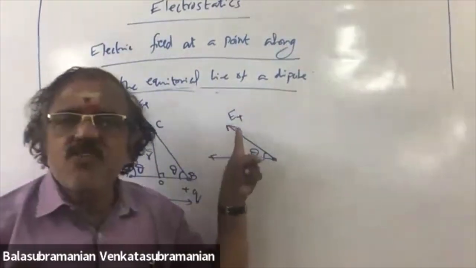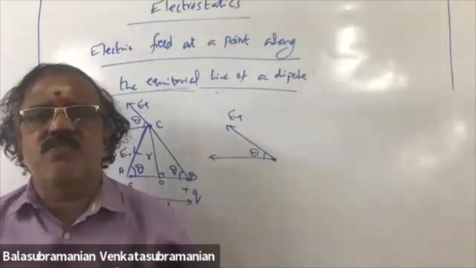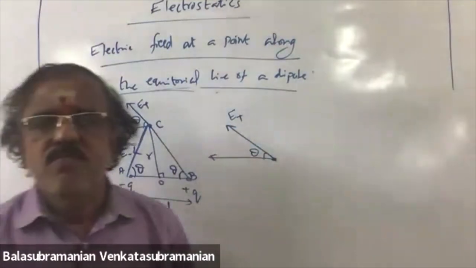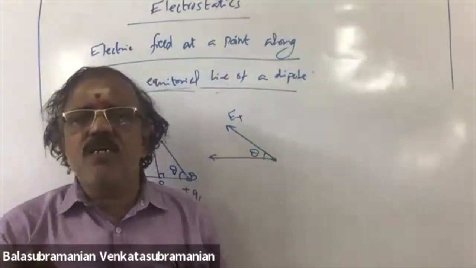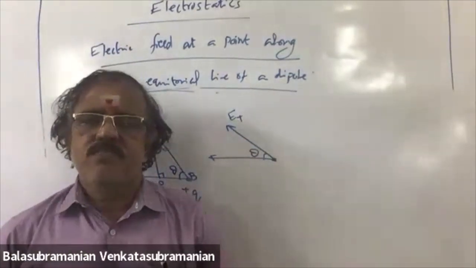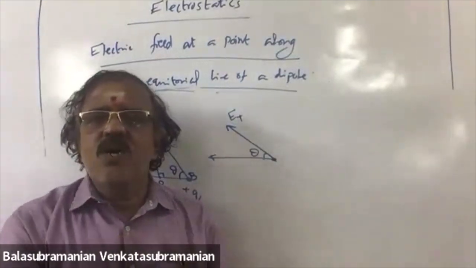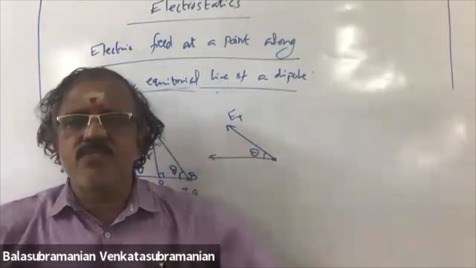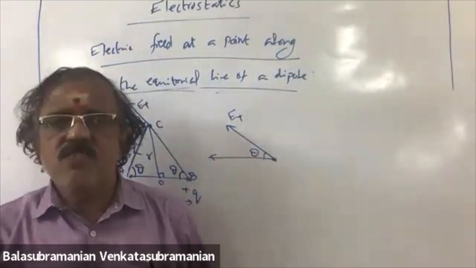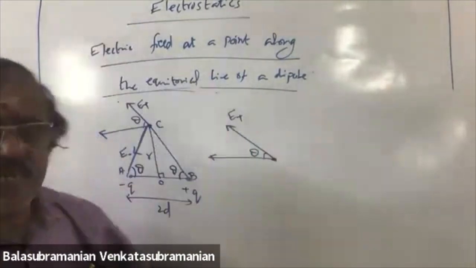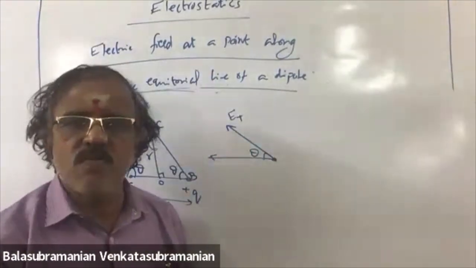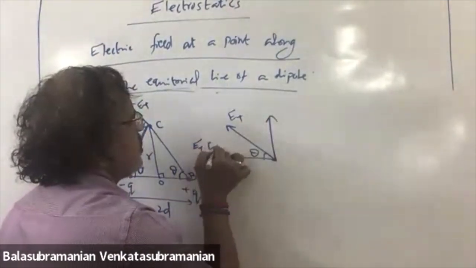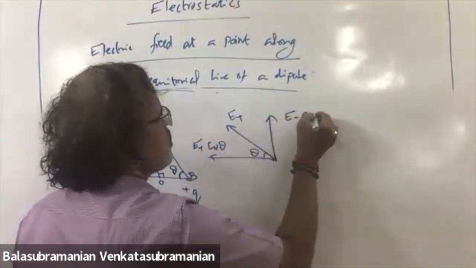So you have to resolve E plus into two components. Why do we have to resolve? What is called resolution? Any system not in equilibrium position, exact horizontal, exact vertical, it is not having. Then it is not in equilibrium position. You have to resolve. E plus is in some other direction. So we have to resolve into two components, E plus cos theta, E minus cos theta.